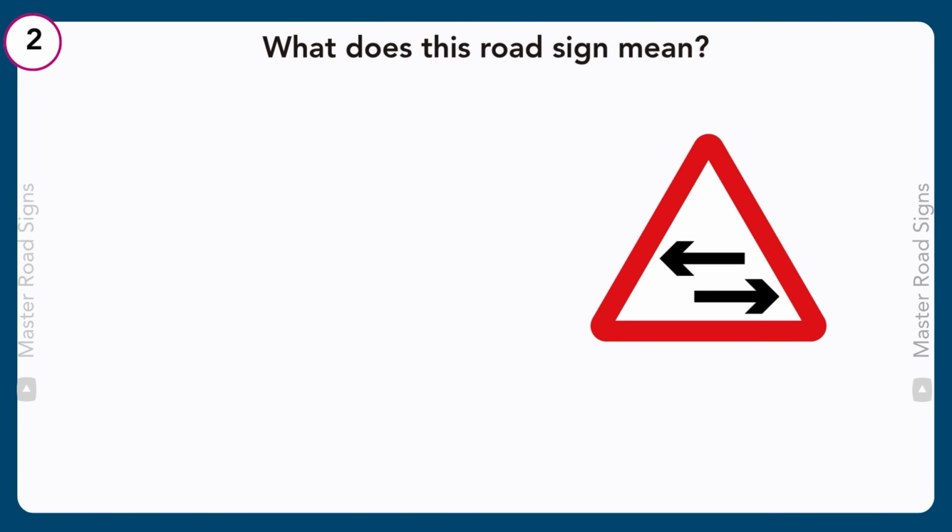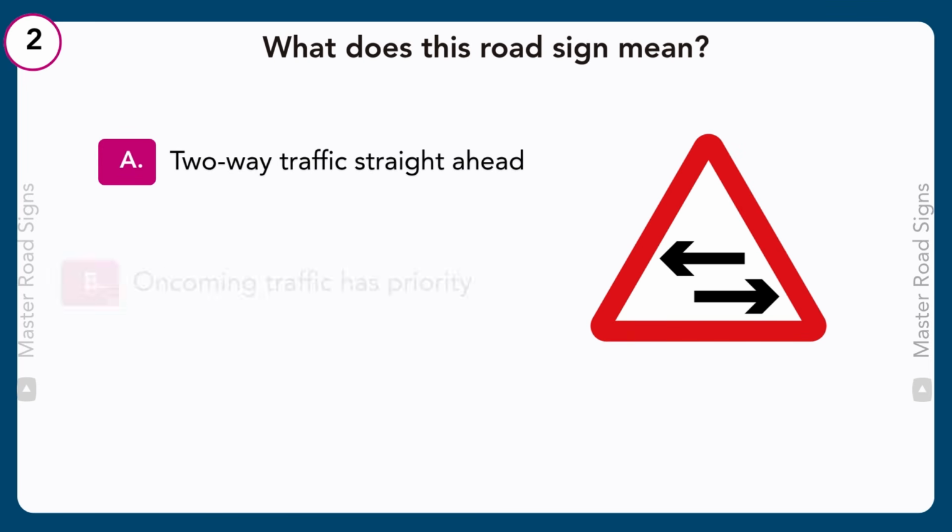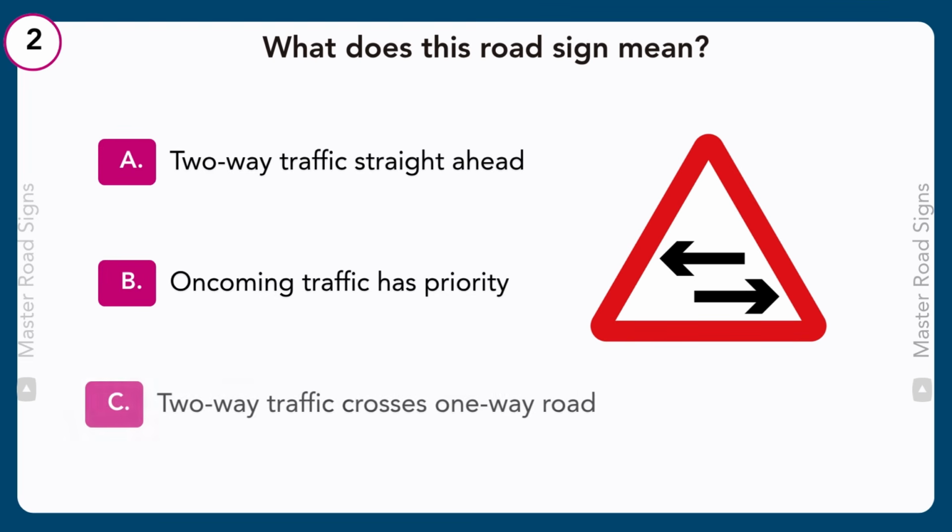What does this road sign mean? Option A, two-way traffic straight ahead. Option B, oncoming traffic has priority. Option C, two-way traffic crosses one-way road.